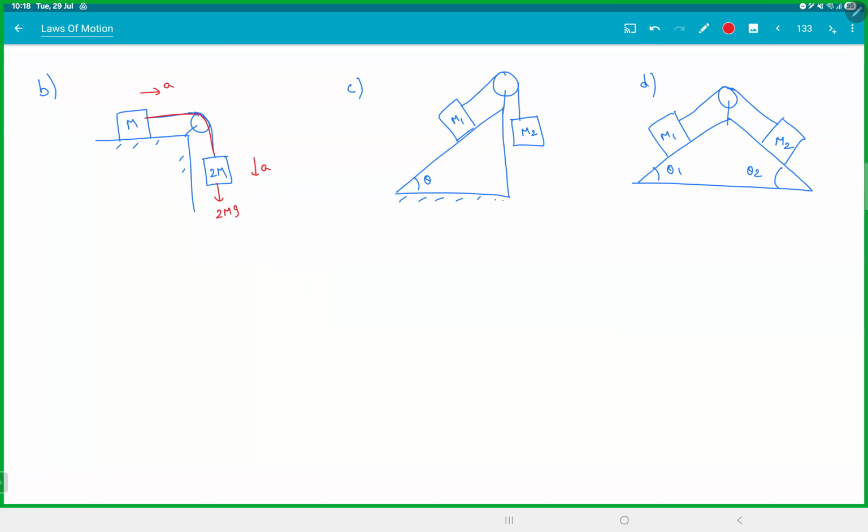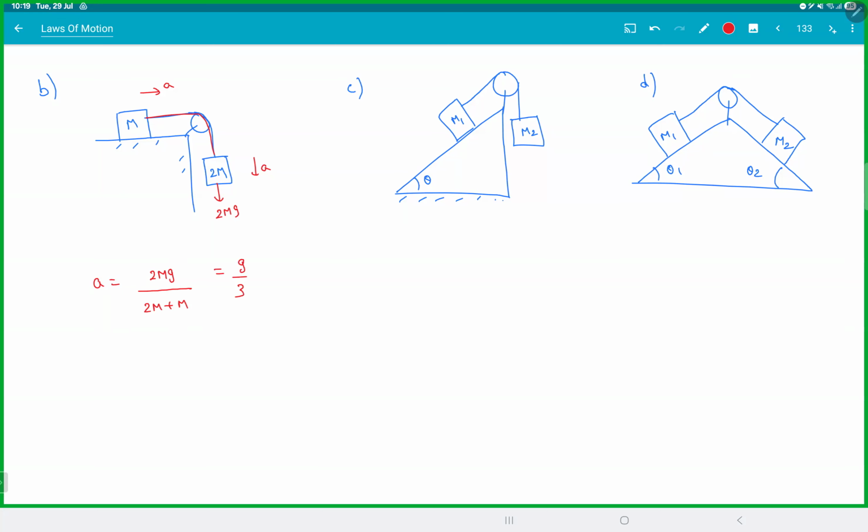This is a. Now tell me one thing. This block of weight mg is in which direction? Downward. Is this pushing it in the horizontal direction? No, right? So that mg is not helping you. That's it. There's only one force which is pulling you down. So acceleration will be net force which is pulling down, which is 2mg, by total mass 2m plus m.